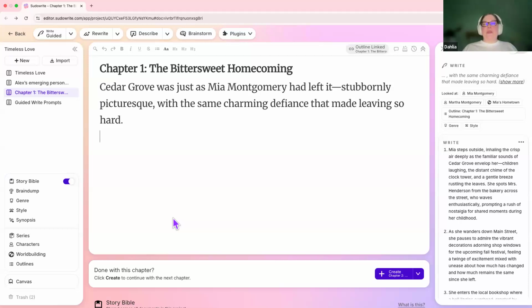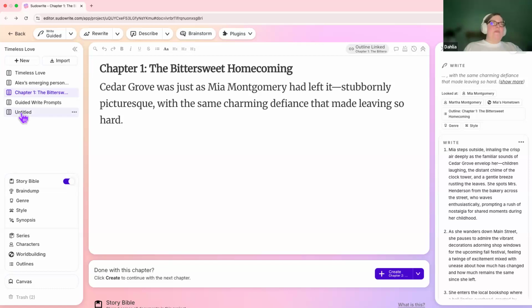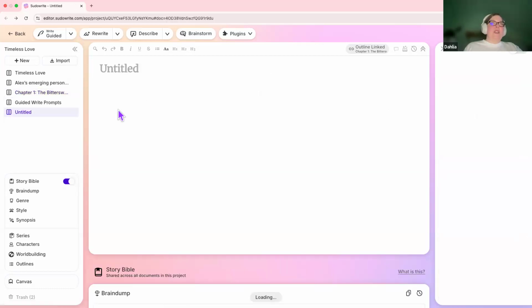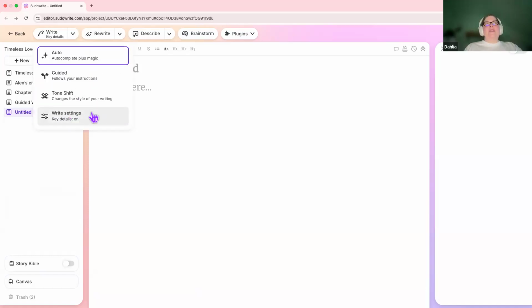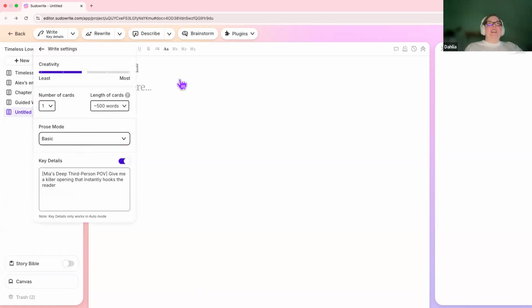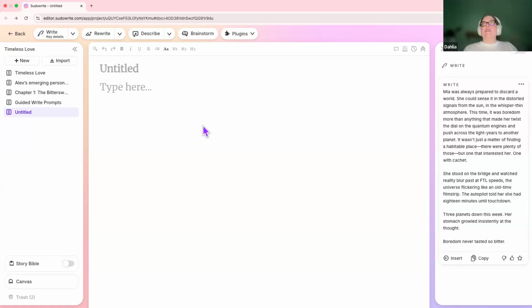And something that I also like to do is go into a blank document, turn off my story Bible, and use auto write to just see what this model would give me if I just let it run free without telling it anything. That's a good way to figure out the voice of a model and to see how the AI model would naturally develop a story without any guidance.